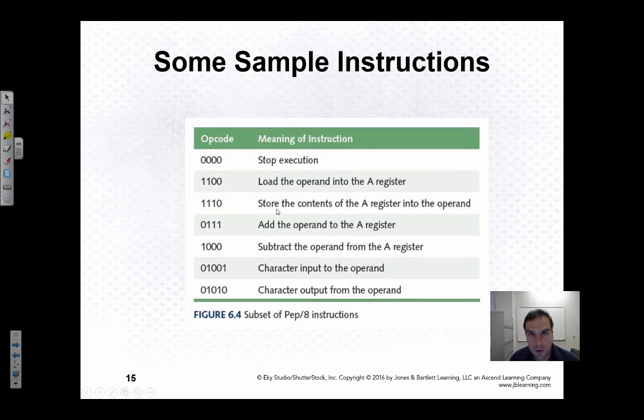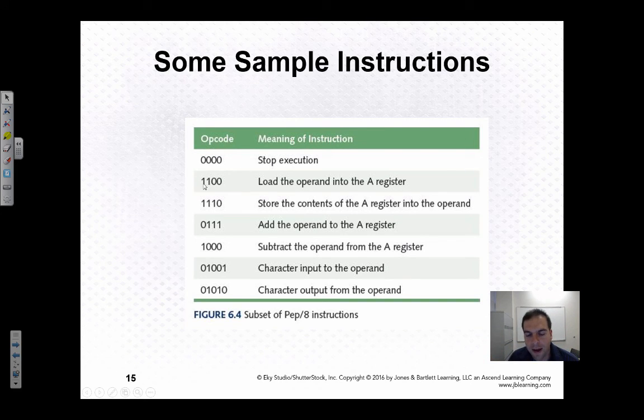And if you're feeling up to it, you can try to figure out what these opcodes are in hex. The first one is an instruction to stop execution. So it's 4 bits and they're all zeros. Not surprisingly, that's a hex 0. In our PEP8 machine, initially memory is filled with all zeros, which means that your program won't do anything. It just stops.